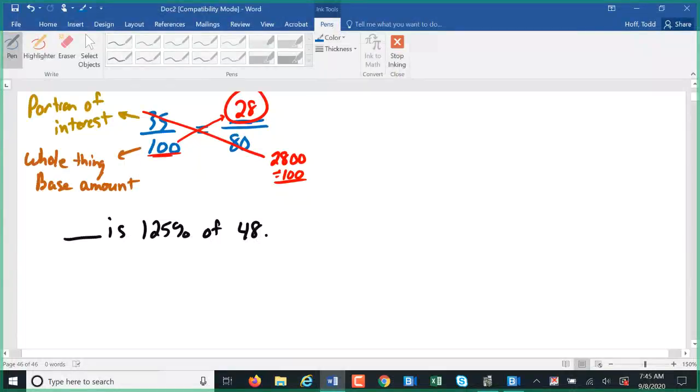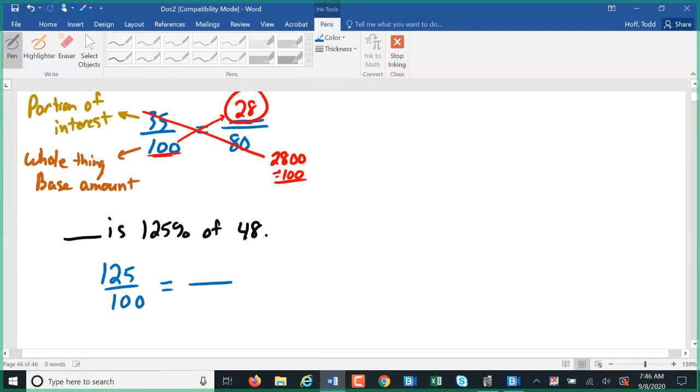So let's do a similar problem worded just slightly differently. Instead of find 125% of 48, we're just going to have blank is 125% of 48. Fill in the blank. Well, again, we're going to start with a percent. 125% is 125 out of 100.